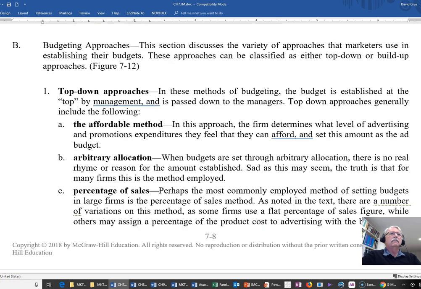Okay, so let's talk about some of the different approaches to budgeting that you can take. You could, for example, have a top-down approach. So top-down approach is where management identify through their own research what they think is a reasonable goal. It could be how much money they have. It's called the affordable method. Could be an arbitrary allocation, or it could be a percentage of sales. All of these kinds of methods are used by a whole range of organisations.